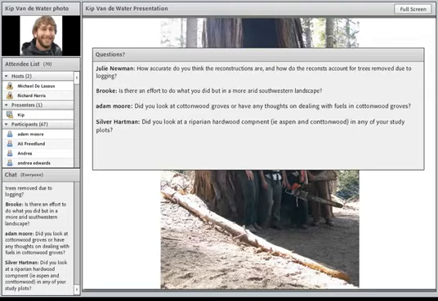So, Kip, there's one question from Julie. She asked, how accurate do you think the reconstructions are, and how do the reconstructions account for trees that were removed as a result of logging?